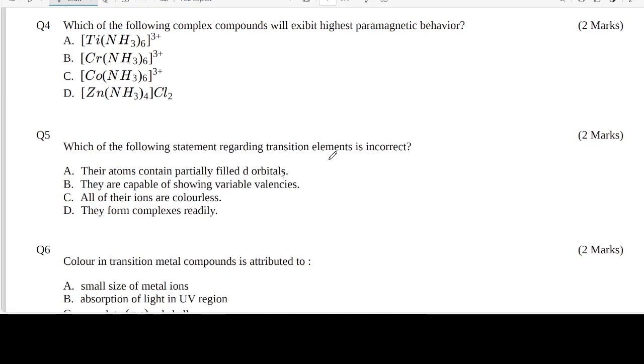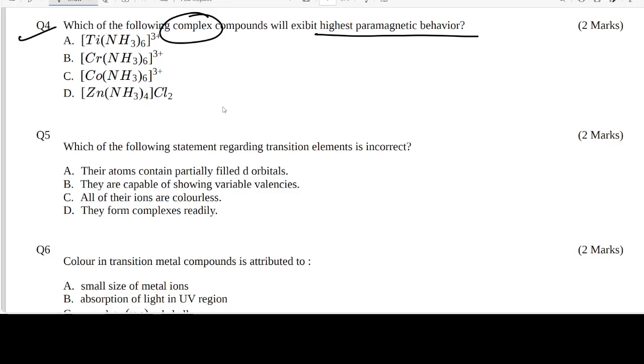Okay, let's discuss this particular complex compound. That is question number 4. Which of the following complex compounds will exhibit the highest paramagnetic behavior? Okay, so the concept will be the same.